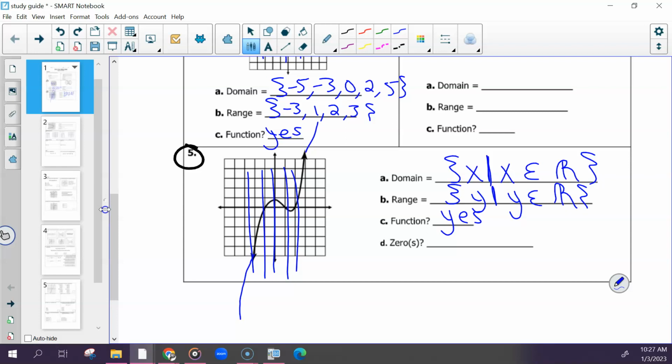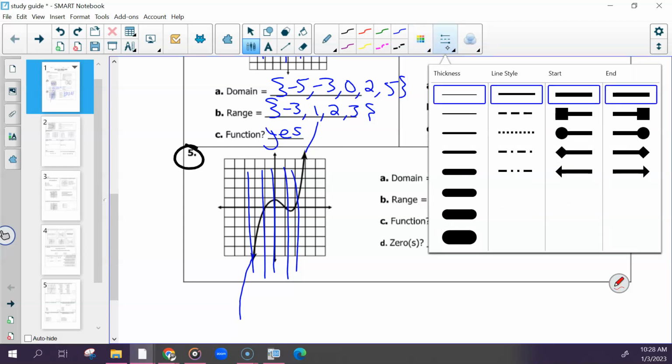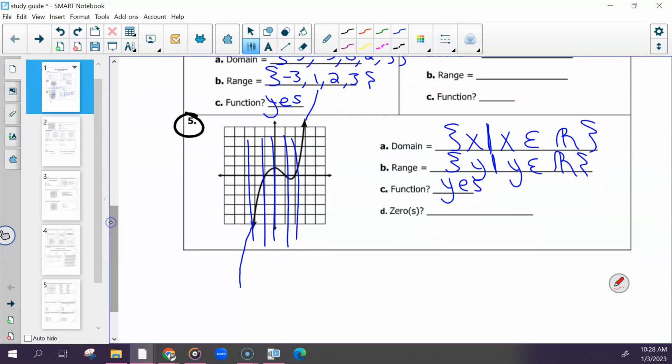Does anyone remember what the word zeros mean? What are they looking for? What are they asking you to find? Not both, just one of those. You know which one? Yeah, x. So you're looking for your x-intercepts when it's asking for zeros.